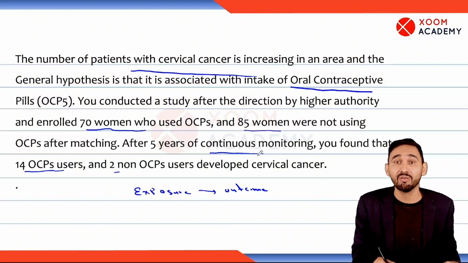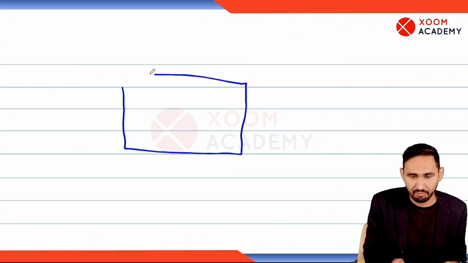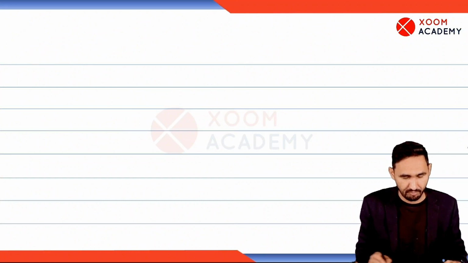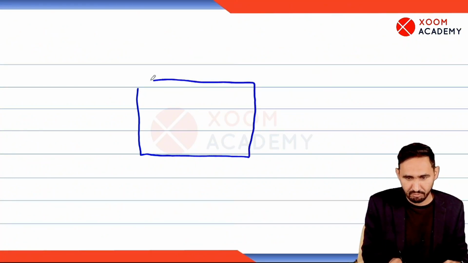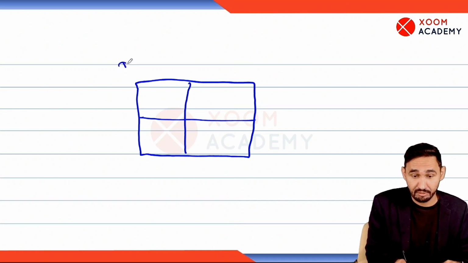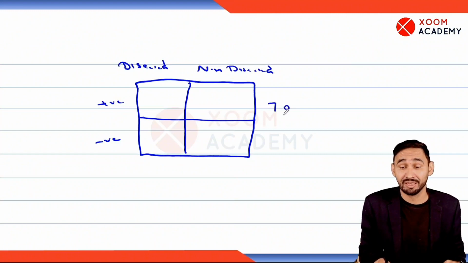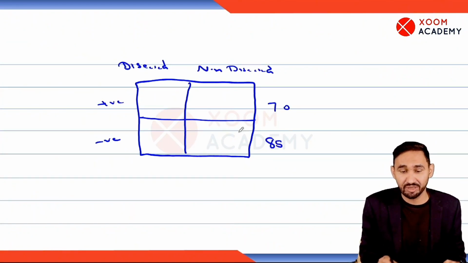So how we will solve this scenario? First we have to make a 2 by 2 table. We draw and label the 2 by 2 table. We write disease here and non-diseased here. These are exposed and these are non-exposed. So we see that 70 women were exposed. They were using OCPs, while 85 women were non-exposed. They were not using any OCP.